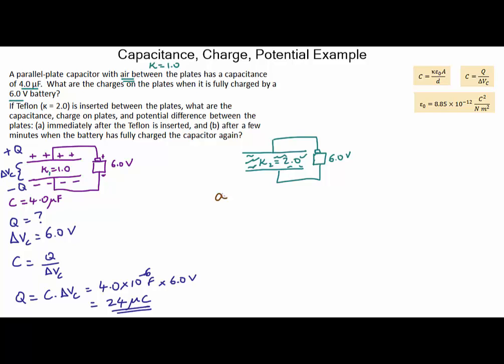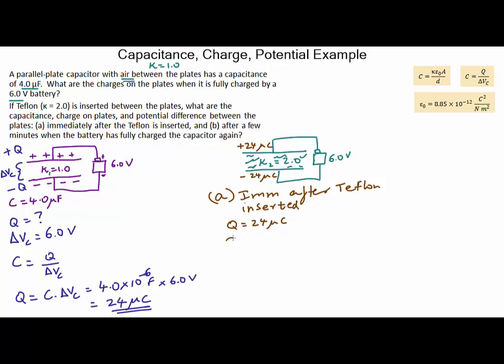Okay, so let's do this A part over here, which is immediately after Teflon is inserted. By saying immediately after the Teflon is inserted, we're basically saying that the battery hasn't had a chance to do whatever it needs to do based on the changed capacitance. We know that capacitance changes because we have now changed this dielectric constant. So we have changed how the capacitor is built, so we will have a new capacitance. But there's not any time for charges to move. So that's what tells us that Q here is 24 microcoulomb, the same value as it was before. So I've got plus 24 microcoulomb on the top plate, which is positively charged based on the battery's orientation, and minus 24 microcoulomb on the bottom plate.